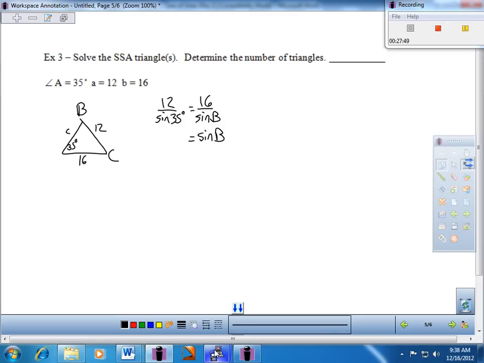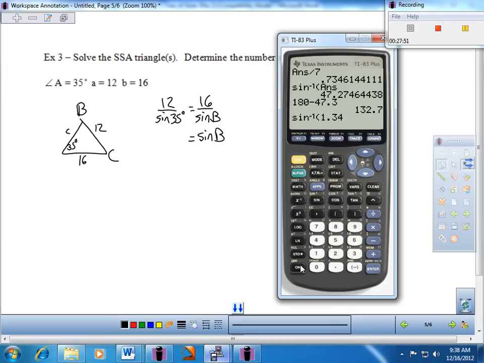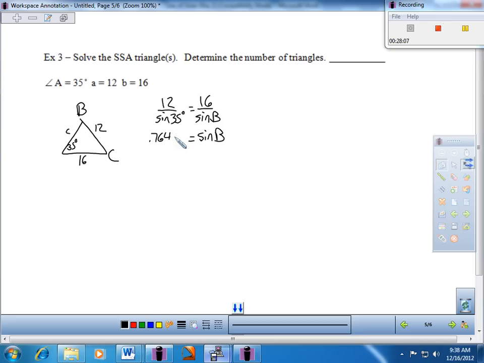And I actually don't have this one on my paper, so I'm going to go ahead and do the calculation. Just make sure you're with me on this. So 16 sine 35, and then let's divide by that 12, and so 0.7648, 0.7648 right there.